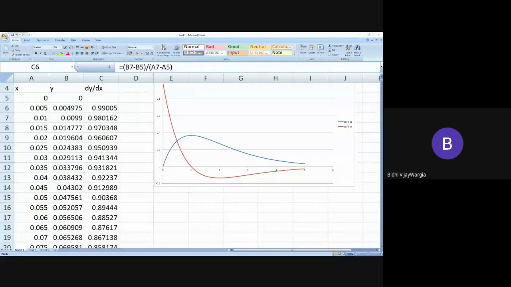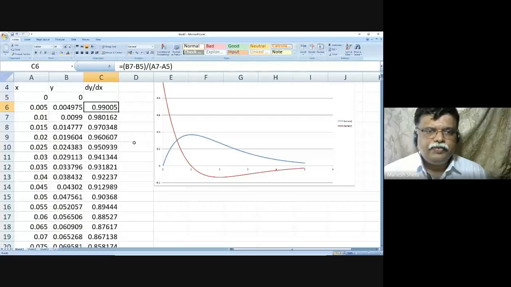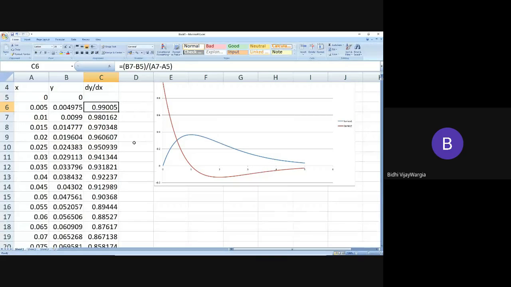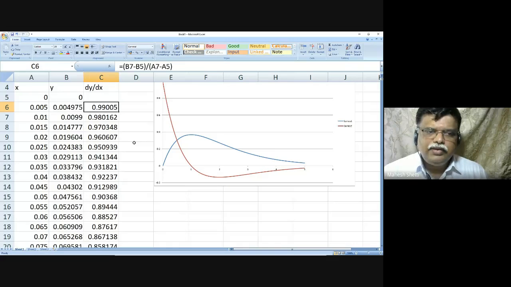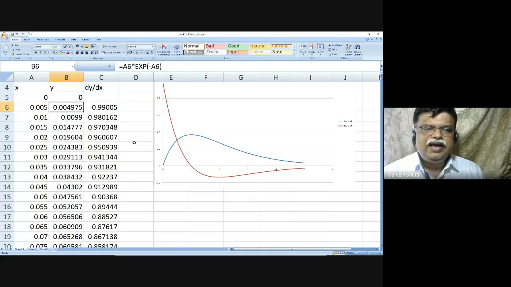So I want to ask, you have written B7 minus B5. Yes. So what will happen if I write B6 minus B5? Okay. Yes, I can write B6 minus B5 upon A6 minus A5. What I'm going to do is calculate the derivative between the 2 points in the interval, because it is shifted in the backward direction.